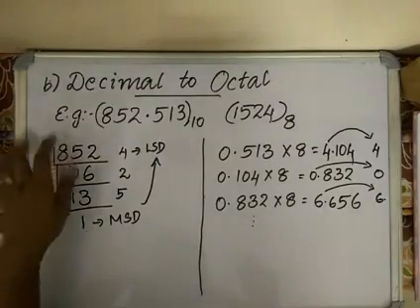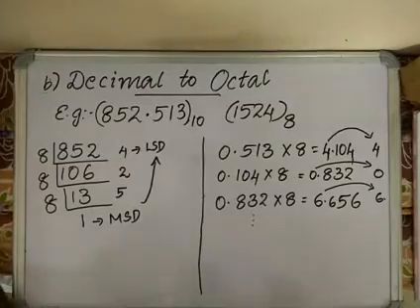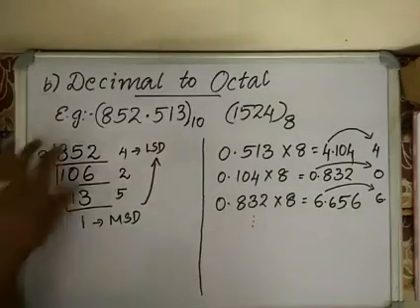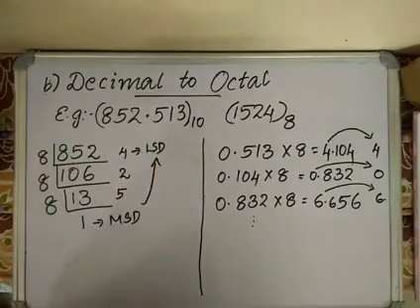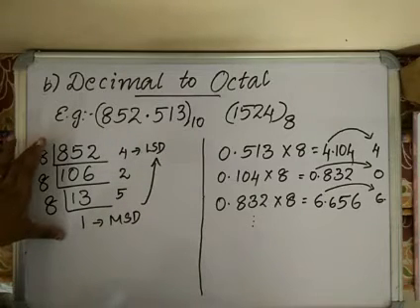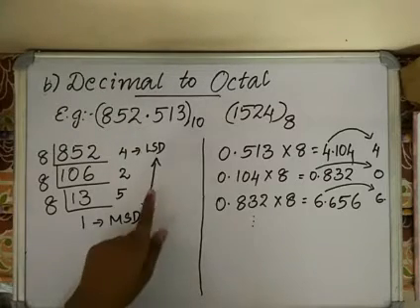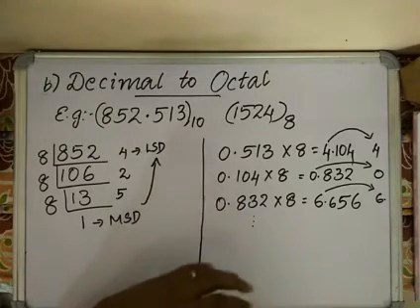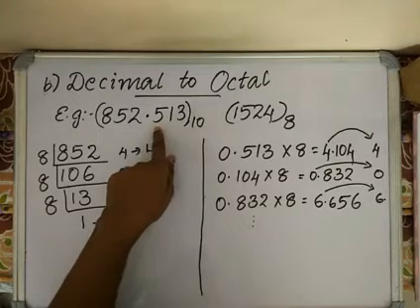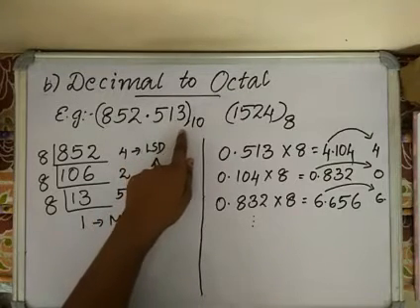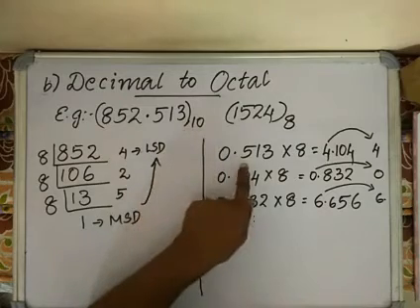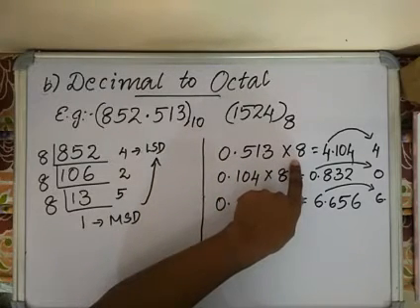Okay. Second example is if the number is having a fractional part, that is 852.513. For the integer part 852, we do the division by the base 8. For the fractional part, we do multiplication by 8. Okay, so 0.513 is the fractional part. It is multiplied by 8.